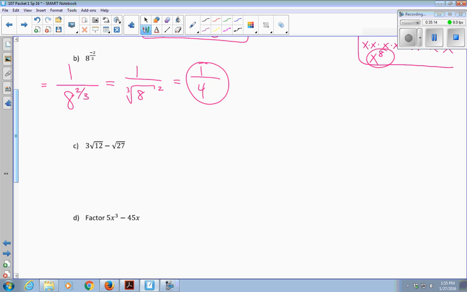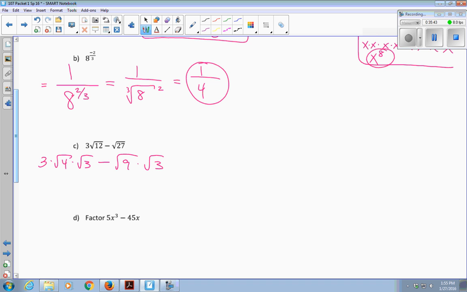So root 12, how do I simplify that? 4 times 3, so this is going to be 3 times square root 4 times square root 3, because that makes square root 12. Okay, and then root 27, how would I break up 27 into a product of a perfect square and another number? 9 and 3. So this is root 9 times root 3.